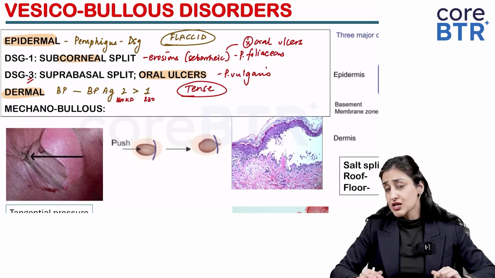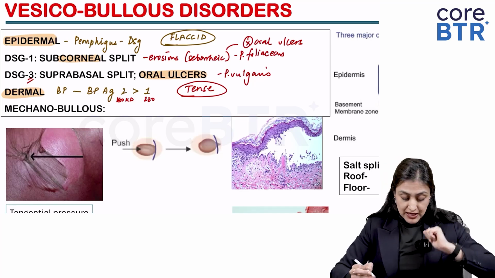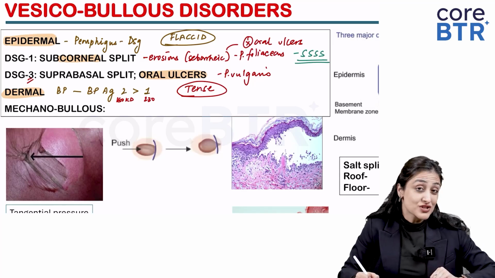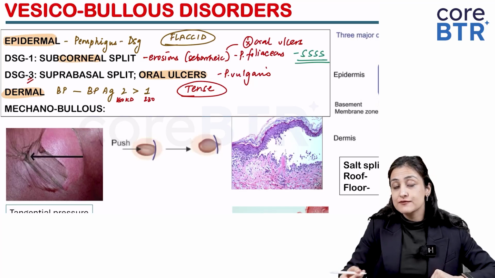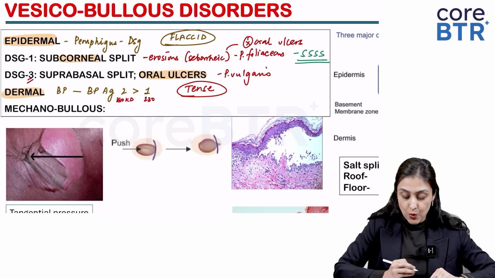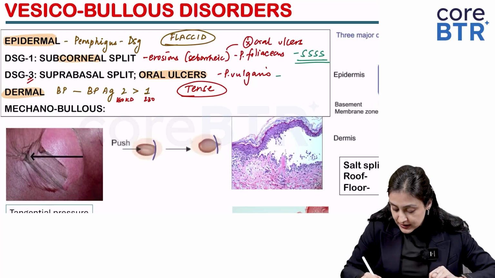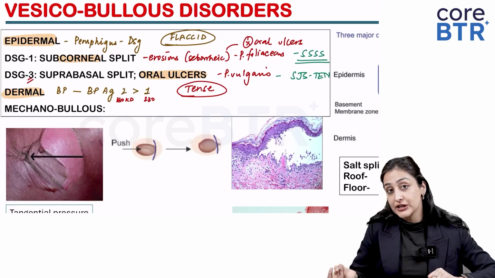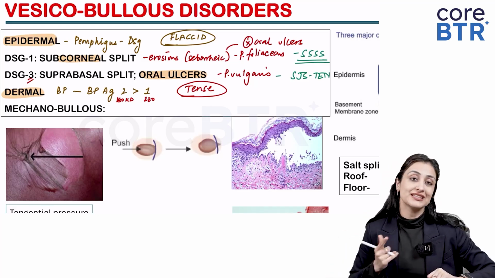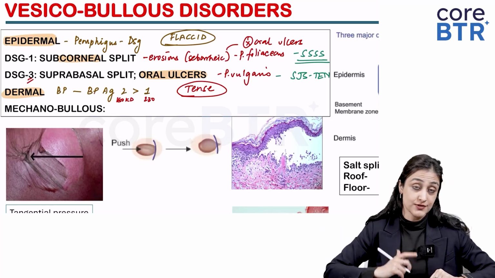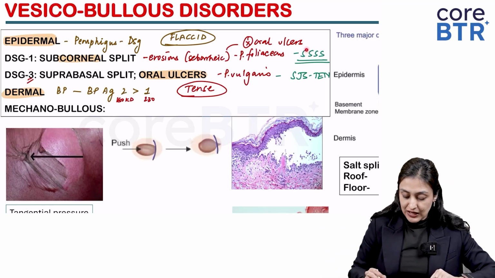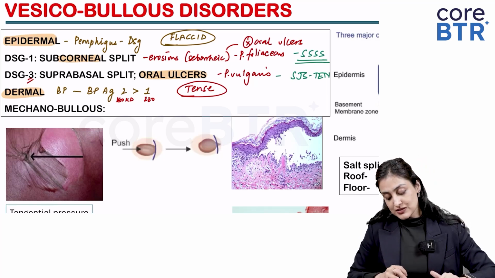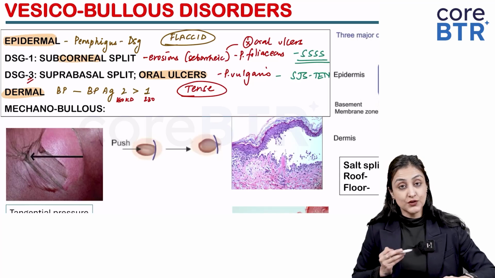Now let's do the cousins. Who are their cousin brothers? You remember staphylococcal scalded skin syndrome. So Staph aureus exfoliative toxin affects desmoglein 1. Who is its cousin? The cousin is SJS-TEN, Stevens-Johnson syndrome and toxic epidermal necrolysis, drug induced, affects desmoglein 3, and that's why it also has oral ulcers, right? So that's how you can remember: this does not have oral involvement, this does have oral involvement. So this is desmoglein 1, desmoglein 3.